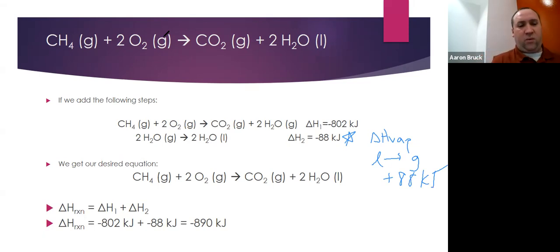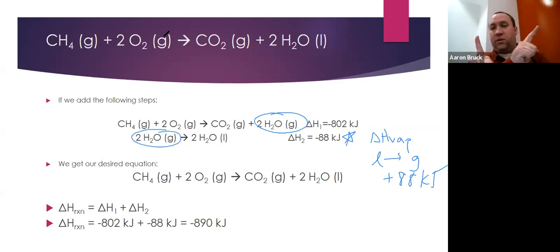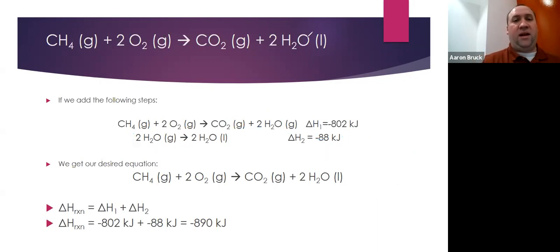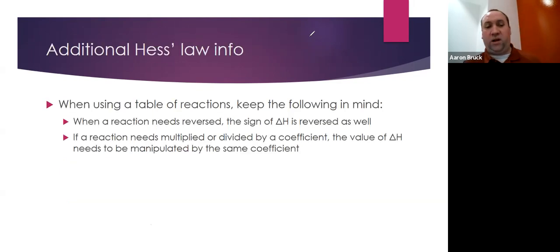To get it so that we got that gaseous water to cancel out by putting it on both sides, we had to reverse that reaction. We had to flip it around. When we flip around a reaction, we have to flip its sign. So we went from positive to negative as a result of that flipping around. So anytime we do that kind of a manipulation where we reverse a sign, we're going to reverse the sign of the delta H as well.